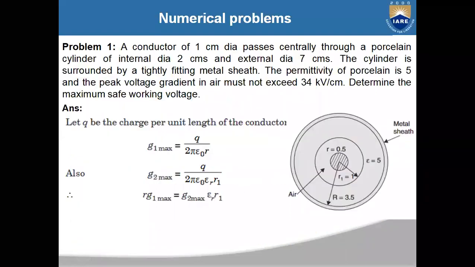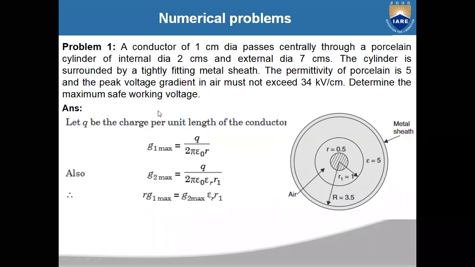So let us see if you take another problem. Now here you see a conductor of 1 centimeter diameter passes centrally through a porcelain cylinder of internal diameter 2 centimeter and external diameter 7 centimeter. The cylinder is surrounded by a tightly fitting metal sheet. The permittivity of porcelain is 5 and peak voltage gradient in air must not exceed 34 kilovolts. Determine the maximum safe working voltage.